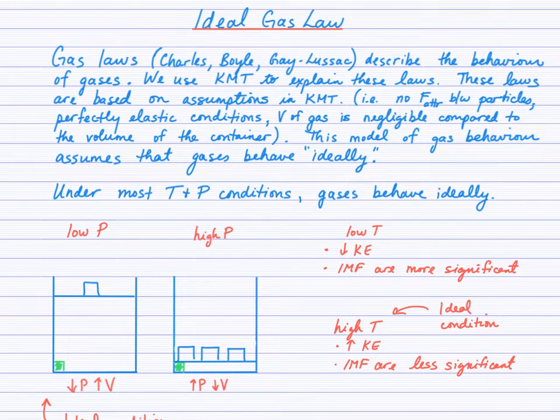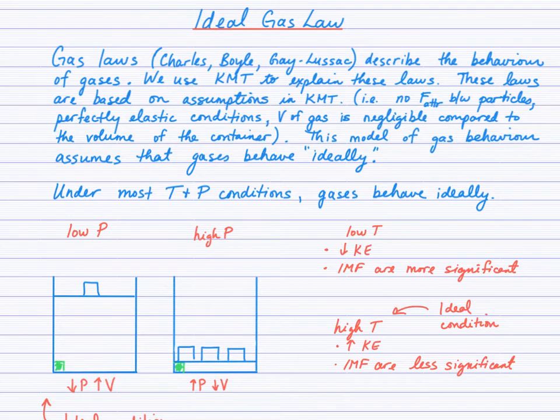Okay, this lesson is the ideal gas law. We're going to consider what we've learned already, the gas laws of Charles, Boyle, and Gay-Lussac, and the fact that we use kinetic molecular theory to explain those laws. Those laws describe the behavior of gases, and truthfully, those laws are most accurate in their calculations, in their results, when the gases are under low pressure and high temperature. These are referred to then as ideal conditions.